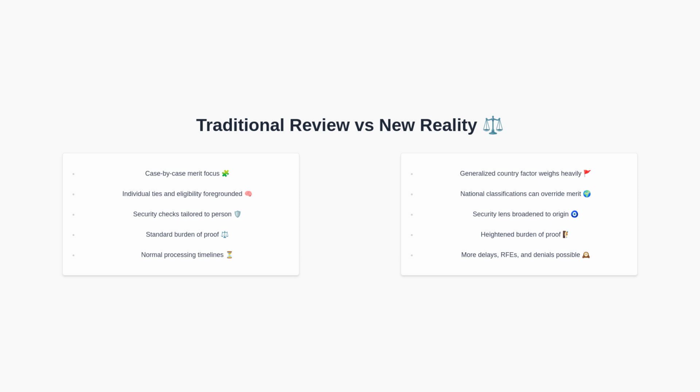On the left is the traditional approach, a case-by-case focus on individual merit and eligibility, with security checks tailored to the individual. Standard burdens of proof and more predictable timelines predominated. On the right is the new reality for affected nationals. A generalized country factor can weigh heavily, sometimes overshadowing individual merits. The security lens expands from the person to the country of origin, resulting in a heightened burden of proof and a greater likelihood of delays, requests for evidence, or denials.